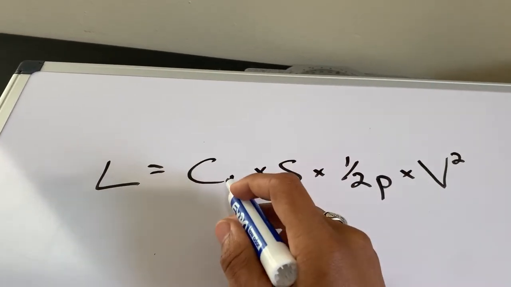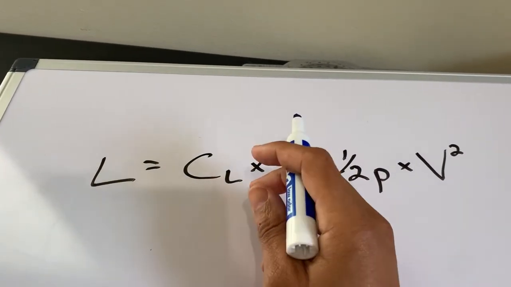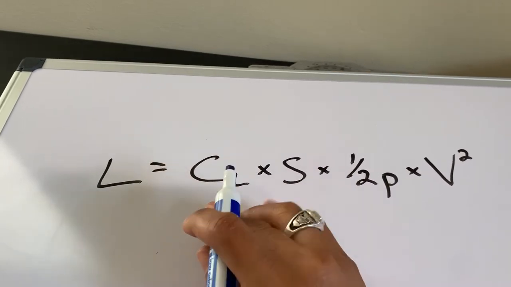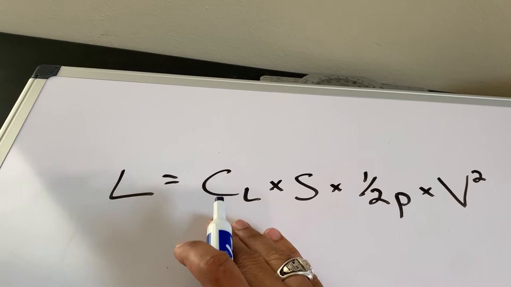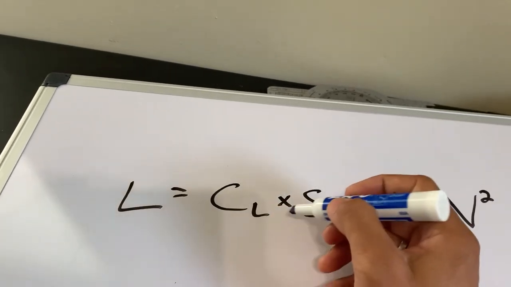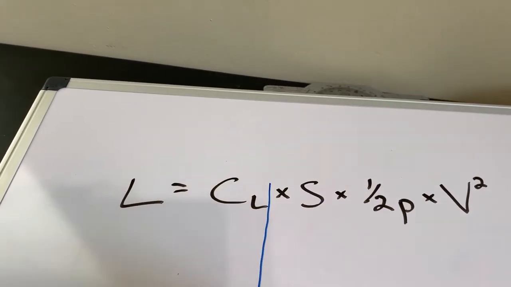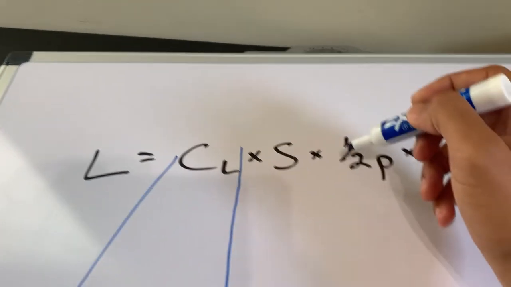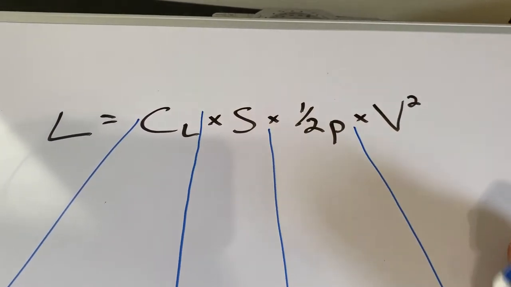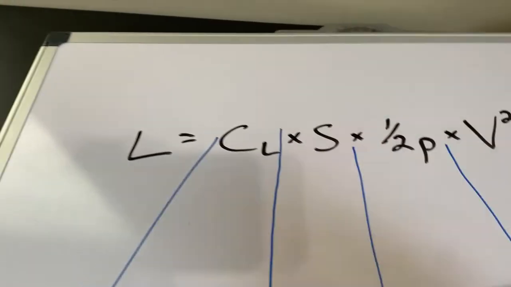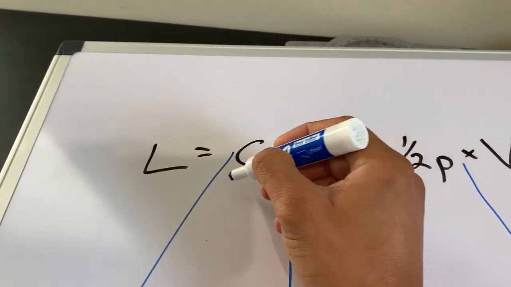So, CL, what is this? This is the coefficient of lift. It all depends on the shape of the airfoil. So I'll actually categorize these. This is the surface area, air density. All right, cool.